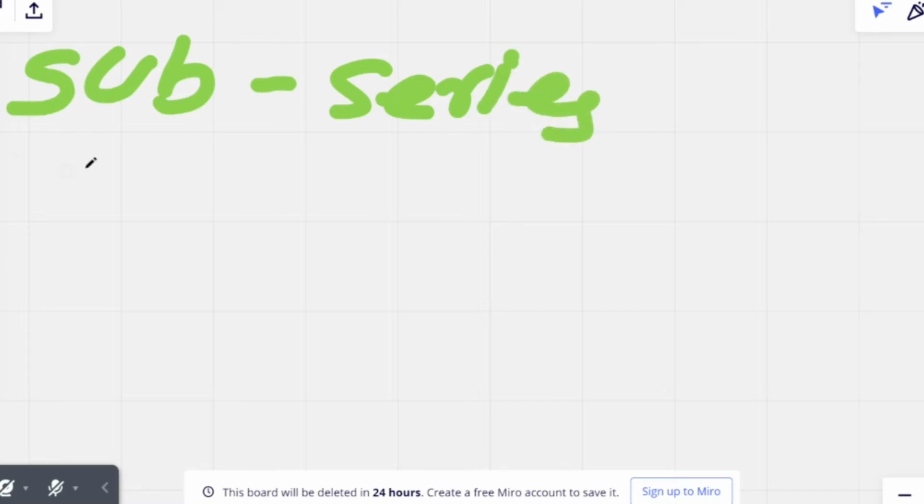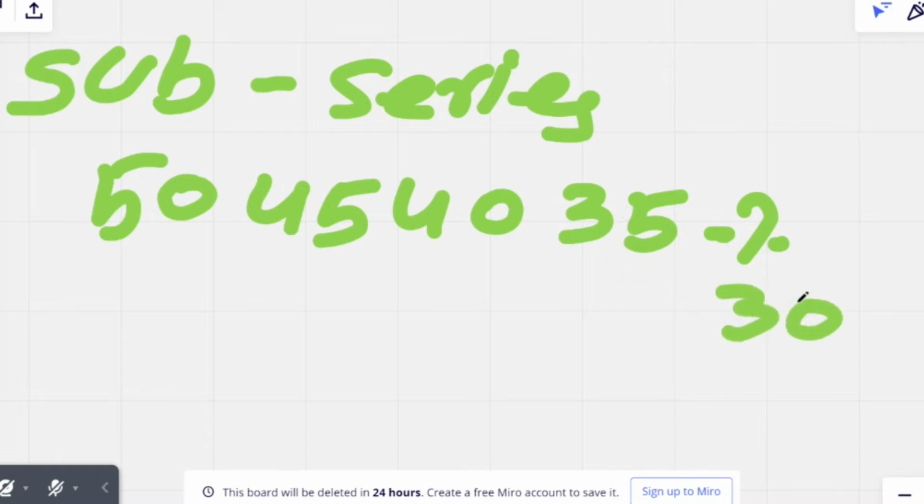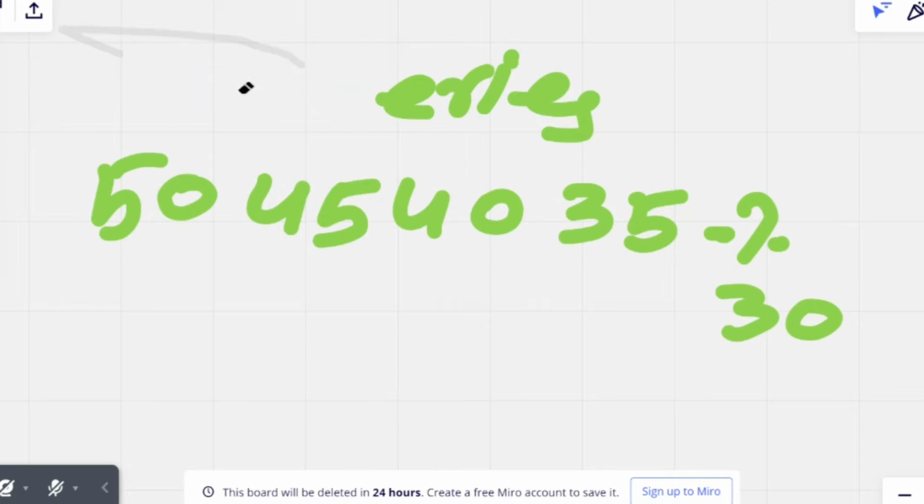Basically it's very simple. They will give a set of numbers like this with a question mark: 50, 45, 40, 35. The next number will definitely be 30. This is the subtraction series, a very easy one, and they will also ask these kinds of questions in examinations.